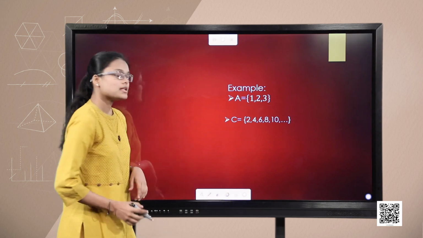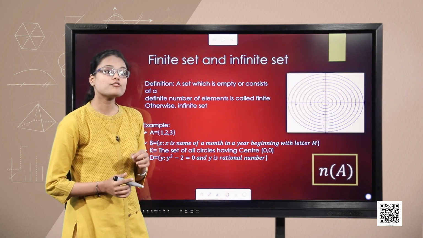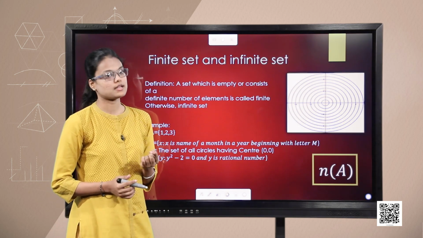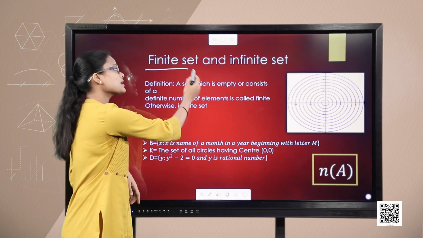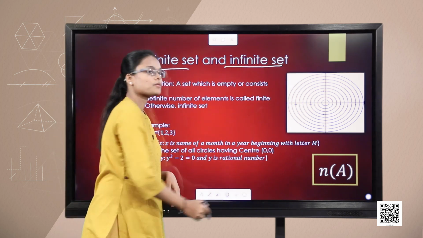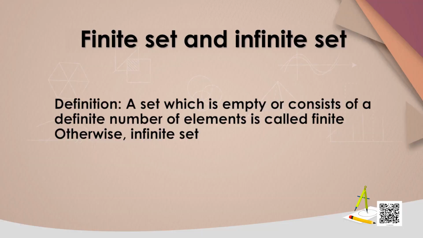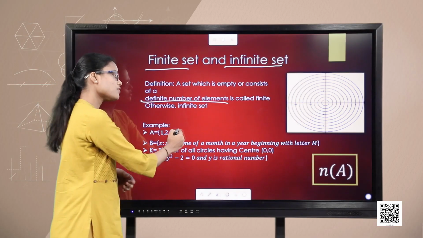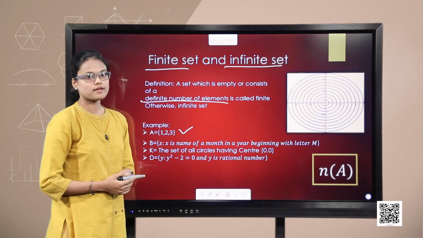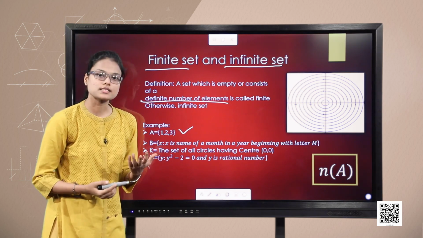Yes, the next type is on the basis of the number of elements in a set. They are finite set and infinite set. The definition states that a set which is empty or consists of a definite number of elements is called a finite set, otherwise infinite. So, let us take some examples on it. The first we have already taken; we know it has 3 elements, so it is a finite set.